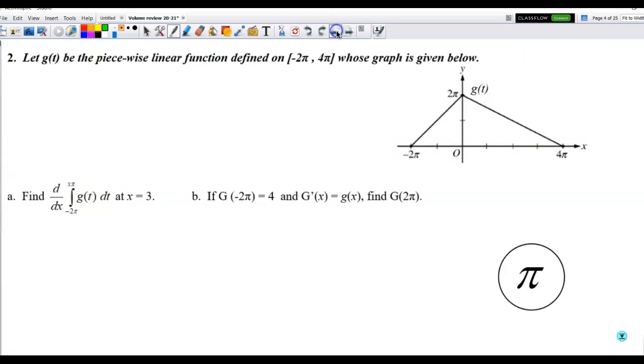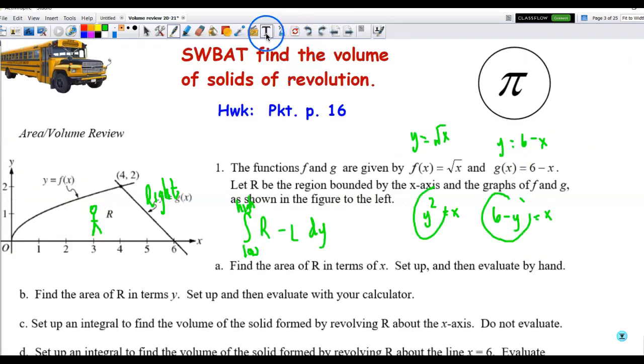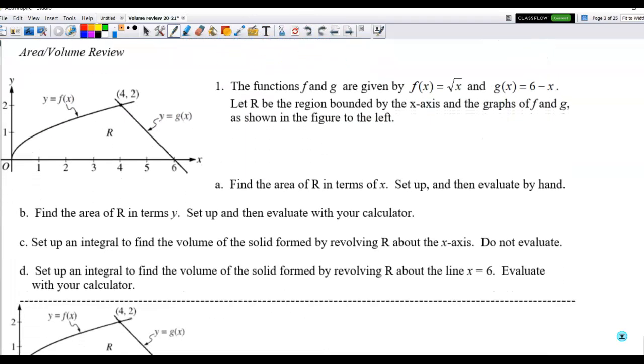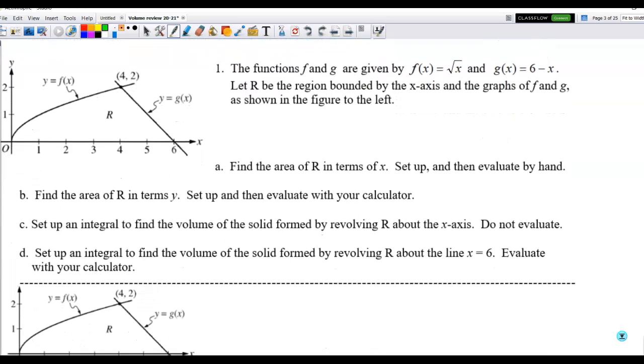All right, let's go back to letter C. We're using the same region. So for C, we're going to simply set up. Oh, by the way, letter B was evaluate with your calculator. Make sure you're reading the directions carefully. Letter C, set up an integral to find the volume.